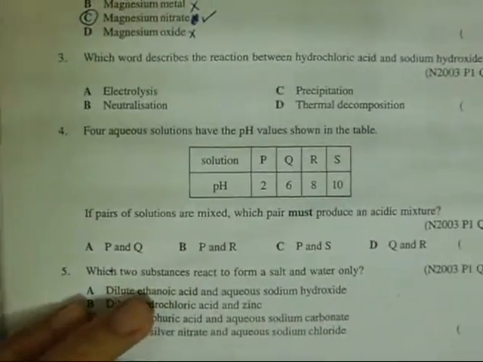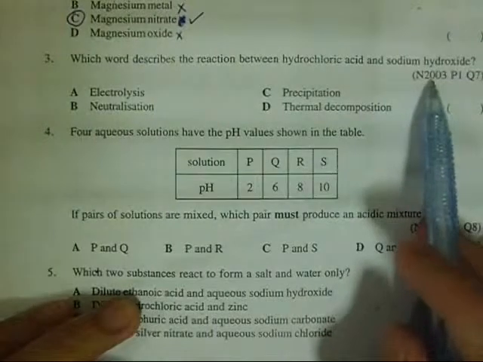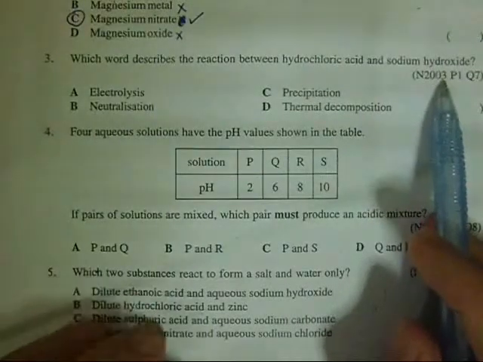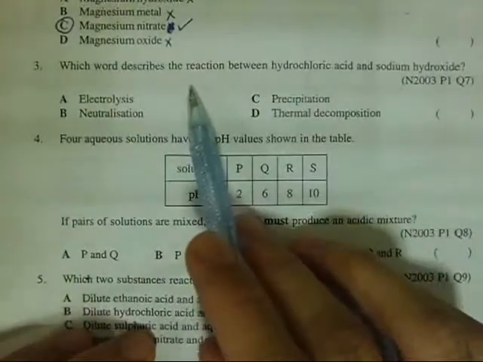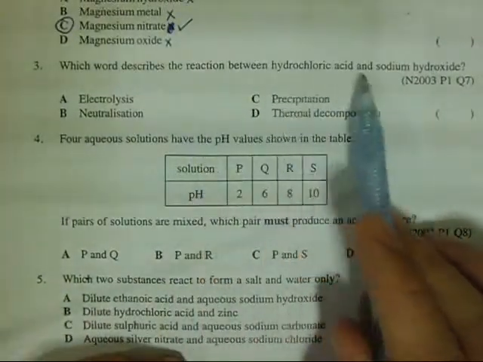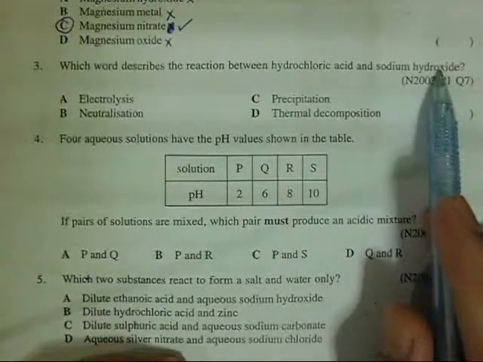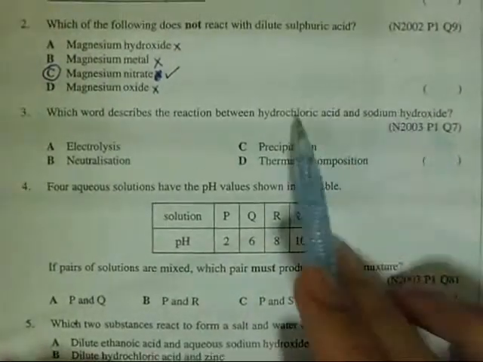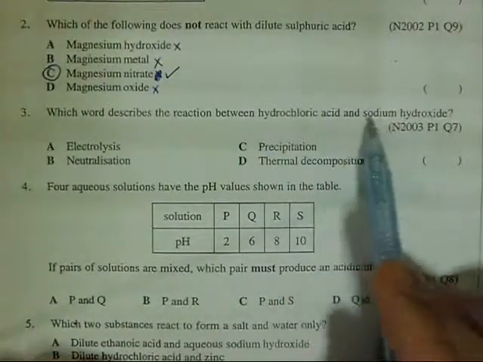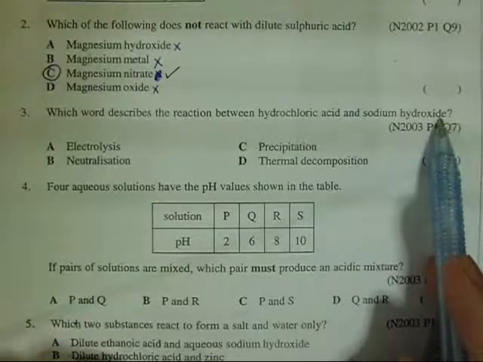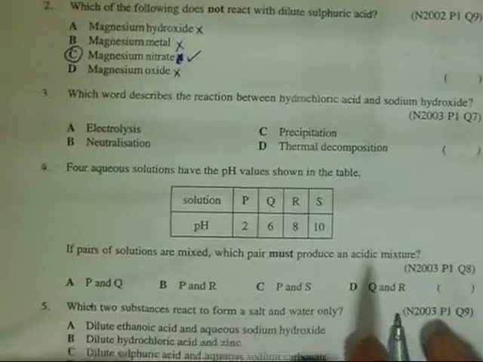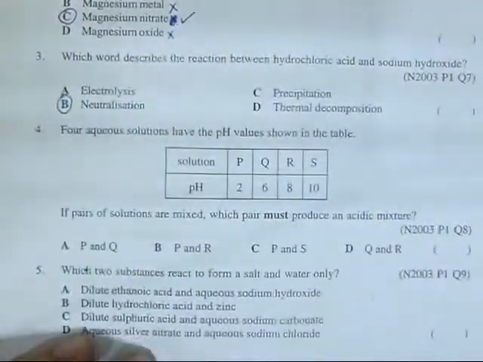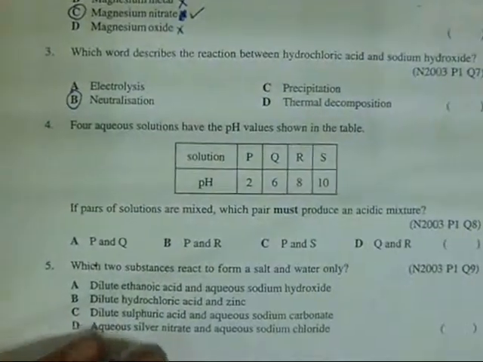Okay, the next question is O-level, year 2003, paper 1, question 7. Which word describes the reaction between hydrochloric acid and sodium hydroxide? Hydrochloric acid is an acid, sodium hydroxide is an alkali. So acid and alkali, the reaction is called neutralization reaction. Okay, it is B.